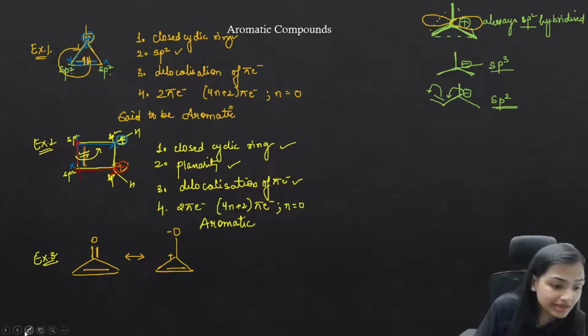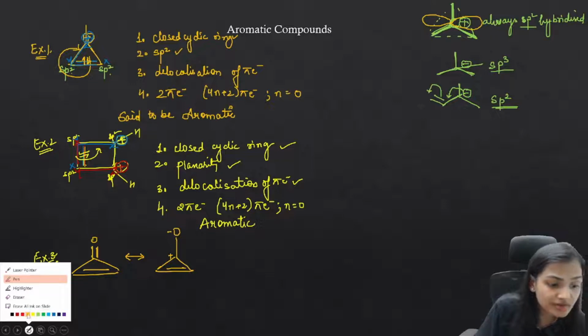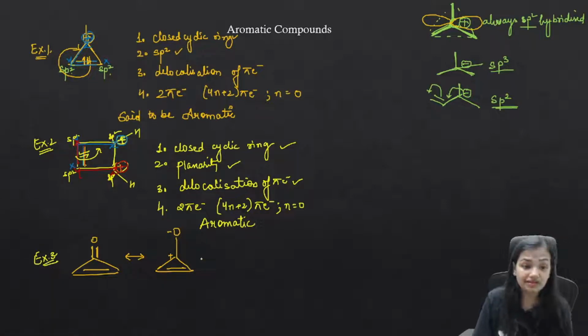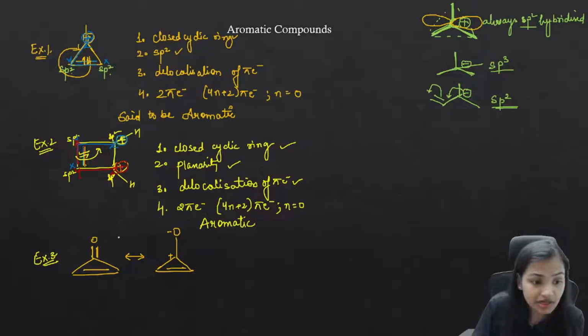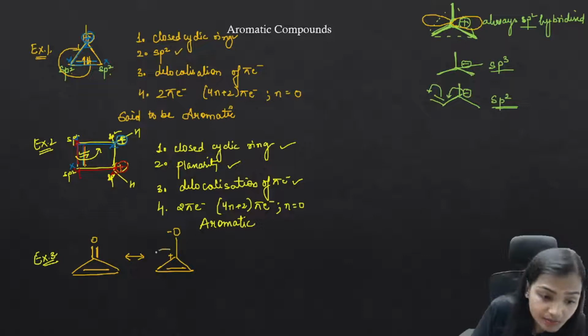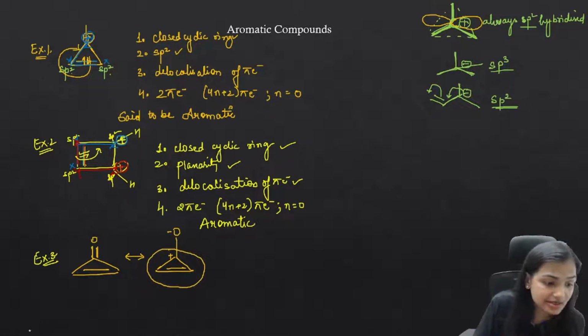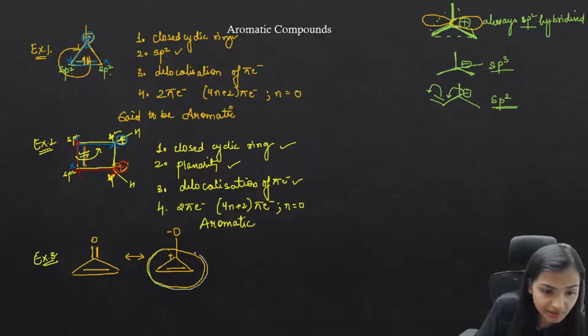For an aromatic compound we always have to look for the ring, the closed cyclic ring. Now if you see this O negative and this positive, could O negative be a part of my closed cyclic ring? No, only this is a part of my closed cyclic ring. The circle which I have framed means only this is a part of my closed cyclic ring.